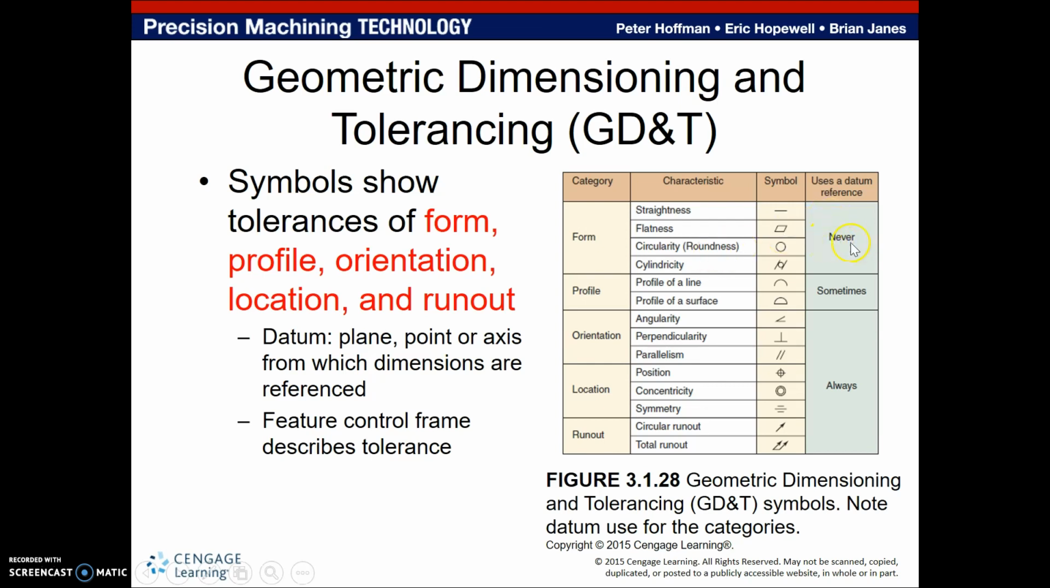Notice that it does not require a datum because features of form never really require a datum. They don't need it. If we go back to angularity, angularity always needs a datum because we need to define a plane or a line that we're going to base that 45-degree angle off of.